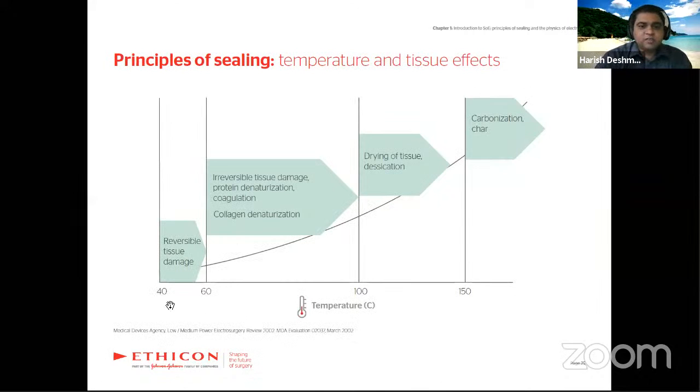So if you see here, this is a small comparison chart. Till 60 degrees, there is reversible tissue damage if you are applying a temperature up to 60 degrees. From 60 to 100, we have more of collagen denaturation. It is irreversible tissue damage. It starts after 60 degrees Celsius. Post 100, it is desiccation. And above 150 degrees Celsius, it's purely only char, nothing else. It's carbonization.